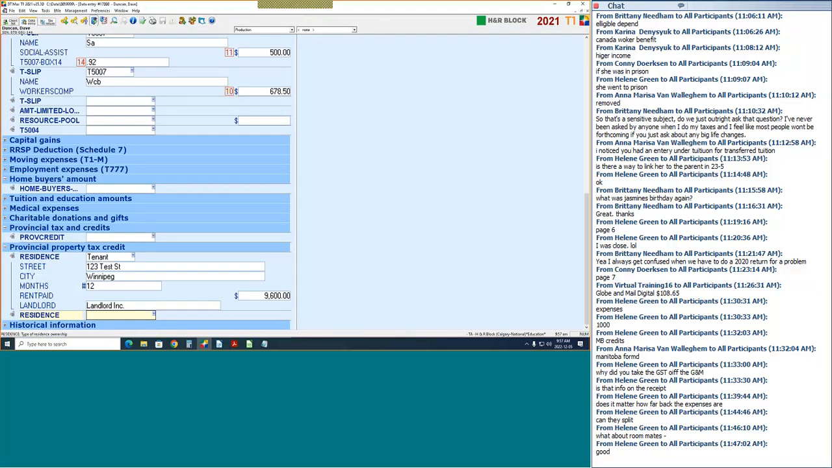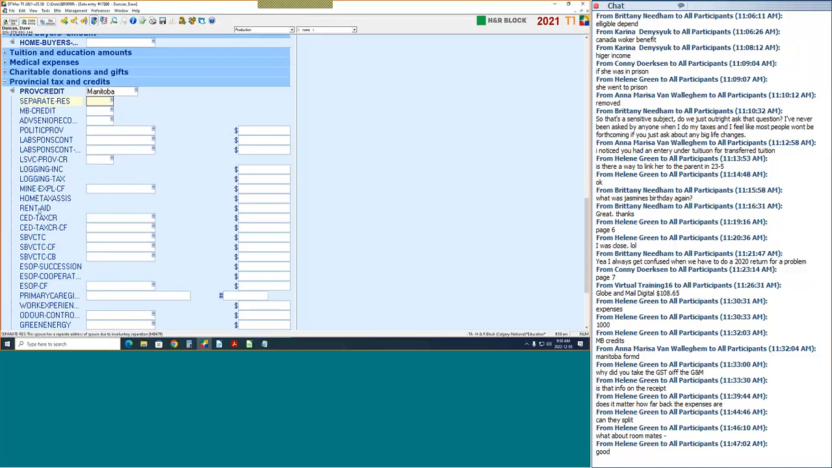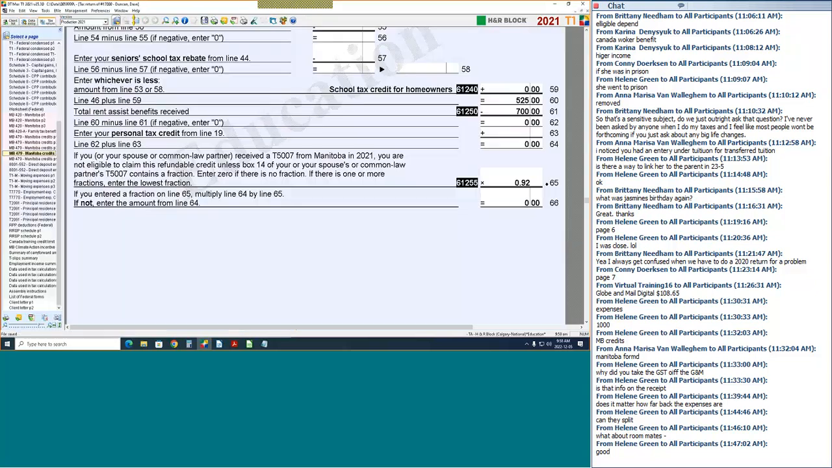If he was also receiving rent assist, we would have to enter that in the provincial section. So I'm going to go back. I'm going to go to the provincial section. I'm going to say rent aid. Underneath home tax assist is rent aid. They're going to ask how much did he receive. Let's assume he received $700. Rent assist, whatever is on the receipt is what you're going to get. And I want you to notice what that did. It's going to take his rent credit and it's going to deduct his rent assist. And in this case, he's going to get $0.